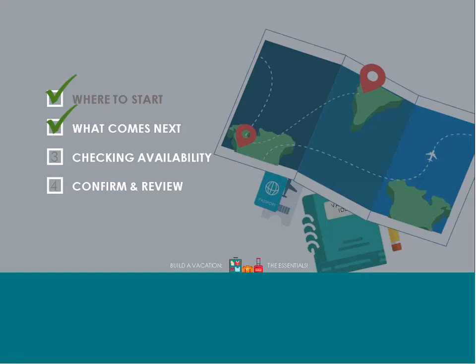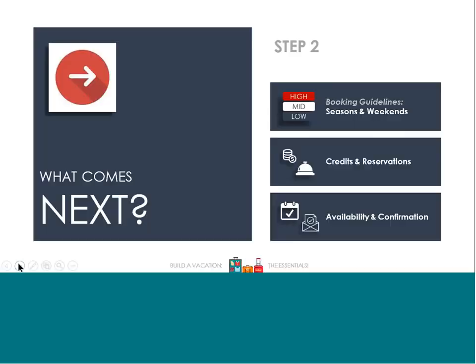Now that you've decided where you'd like to vacation, what comes next? You'll want to know a little about booking guidelines when planning for your vacation. For instance, do you like to vacation in the summer or off-season? Maybe you like to get away on weekends. It will be helpful to know how vacation credits work and how your preferred location and time period might determine the number of credits you'll need for your reservation, as well as how early you'll need to plan your reservation in order to ensure the location and dates are available.